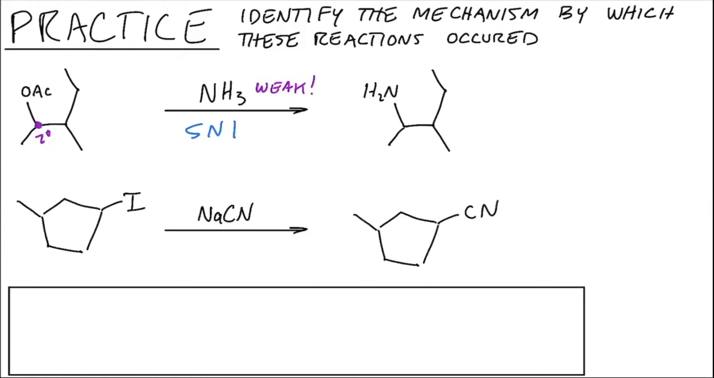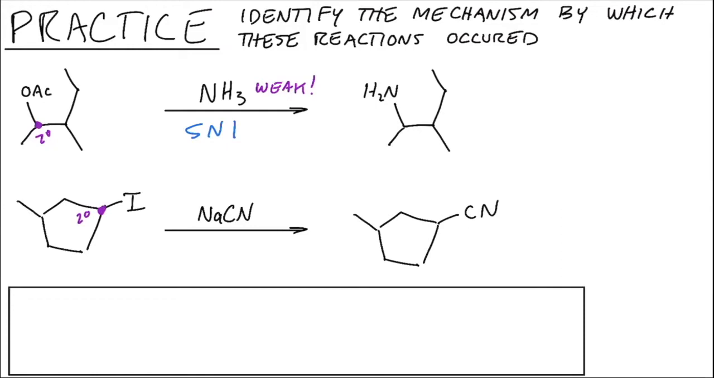Take a second to pause the video here and make a prediction about this reaction. And now let's analyze it. Let's take a peek at where our leaving group is. Again, we have a secondary leaving group kind of on that ring there, so still doesn't really tell us that much. Let's take a look at our nucleophile.